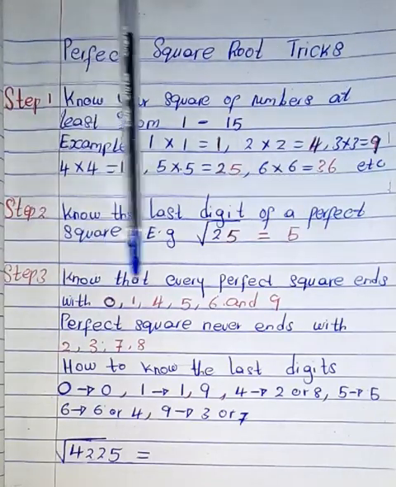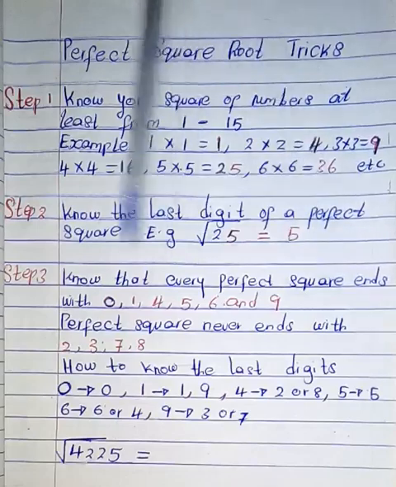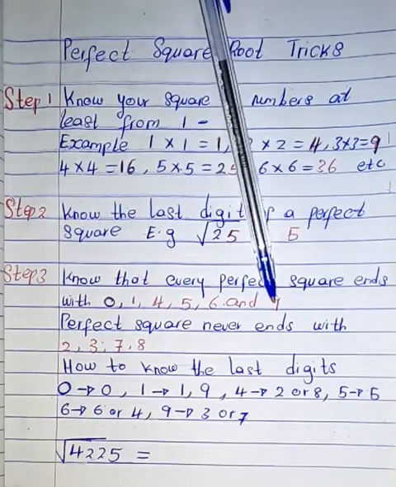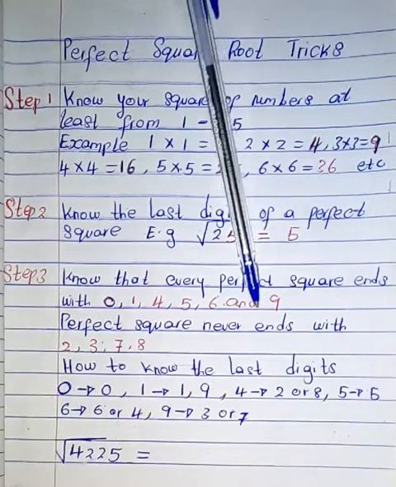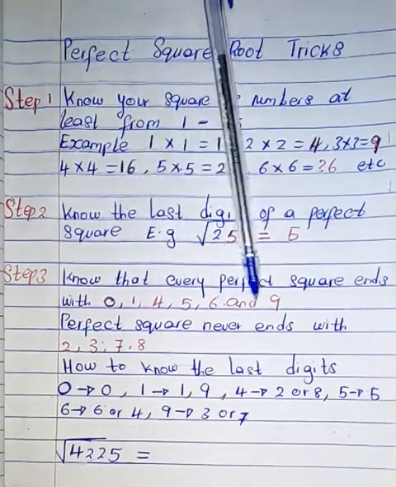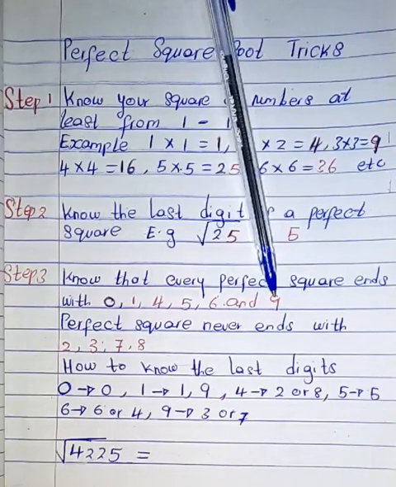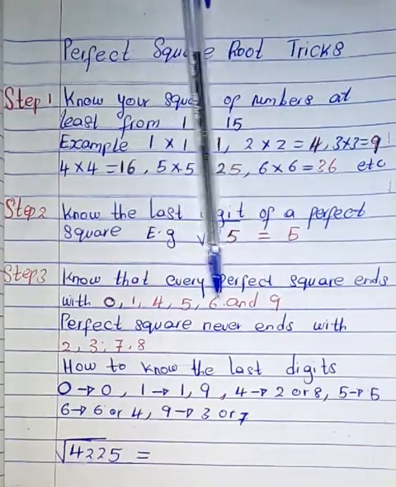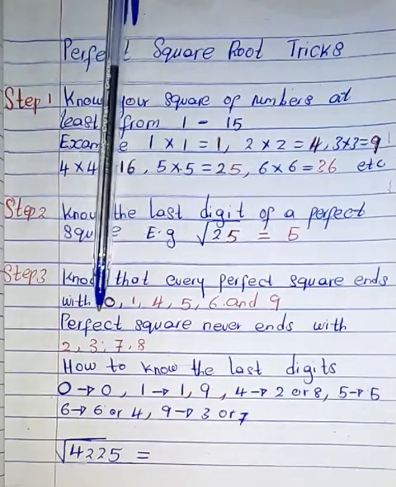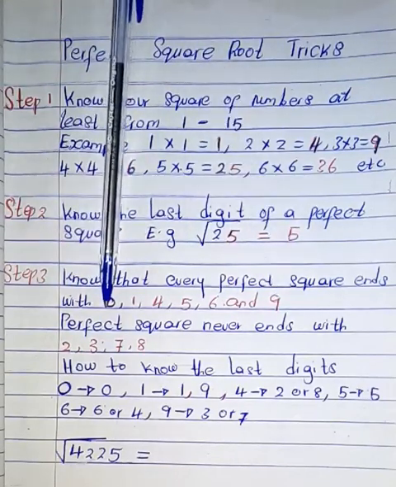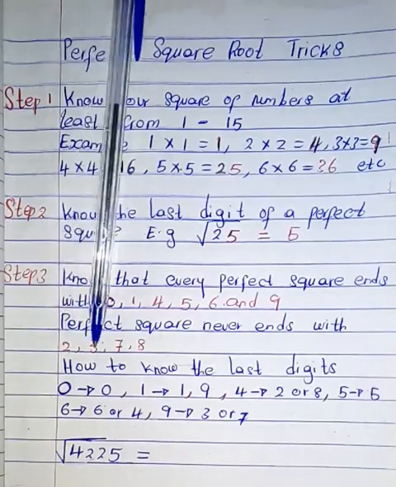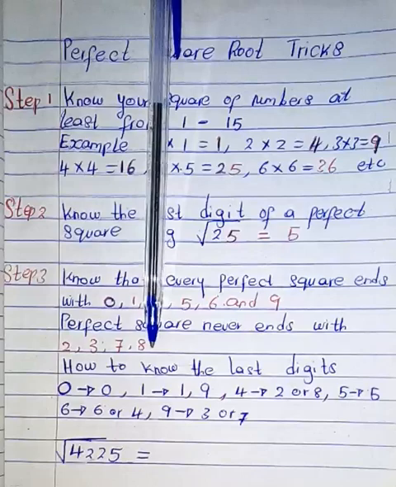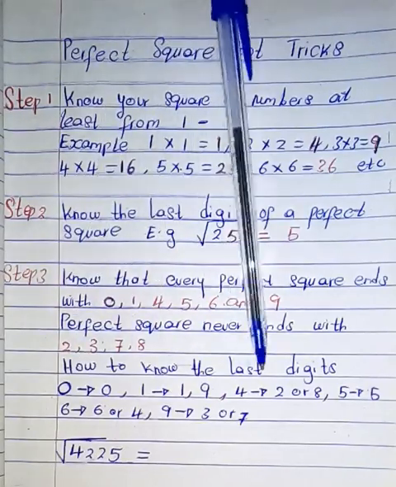Step 3 says, know that every perfect square ends with 0, 1, 4, 5, 6, or 9. No perfect square ends with any other number apart from the numbers you have seen so far. So if the number is a perfect square, it must definitely end with either 0, 1, 4, 5, 6, or 9. And if the number is not a perfect square, it will end with 2, 3, 7, or 8. So that's it. Now, how to know the last digit?